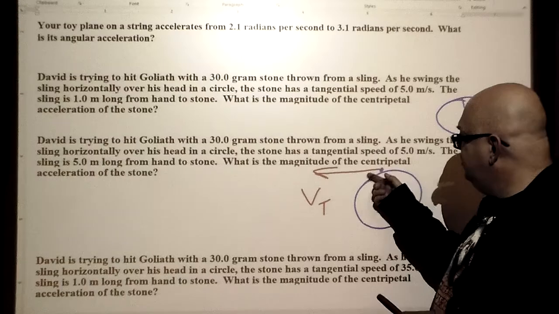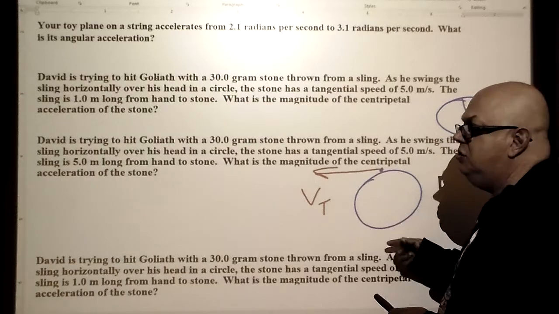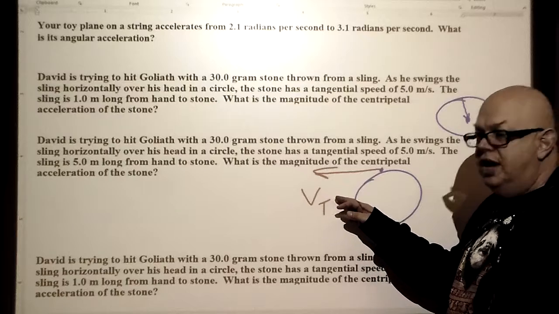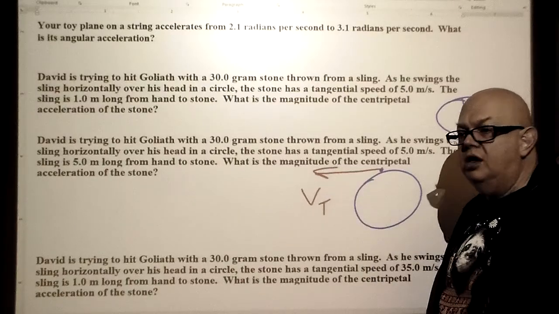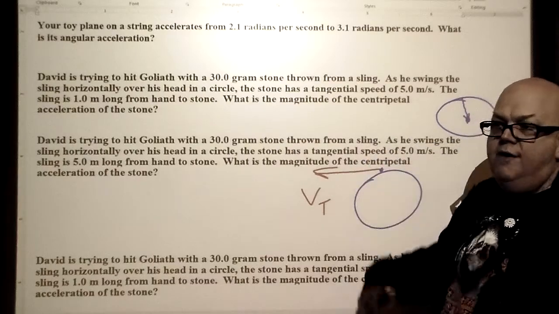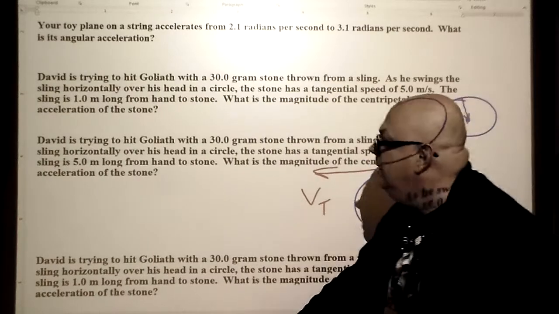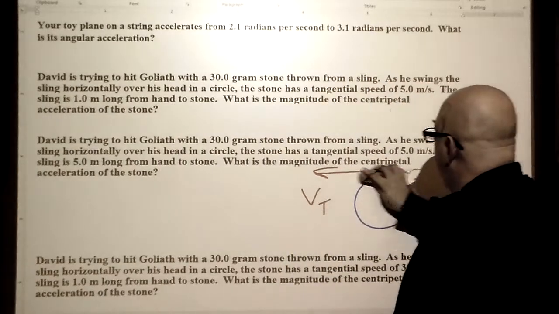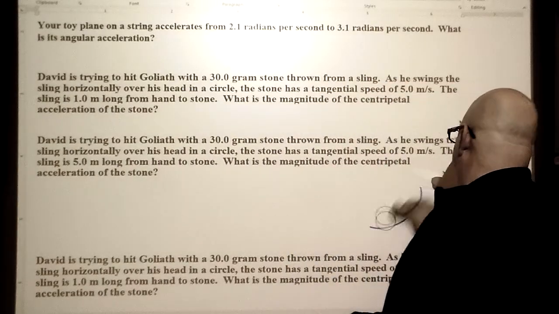Because remember, the rock is turning in a circle. That means the acceleration is going to be changing, and so will the velocity be changing as well, because it's shifting direction every microsecond. So with that idea, guys, now we're going to go ahead and try to solve the problem.